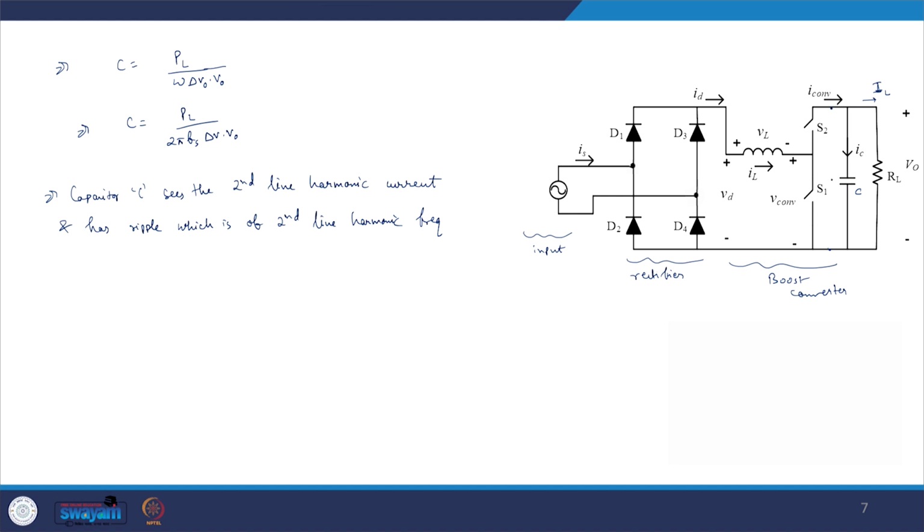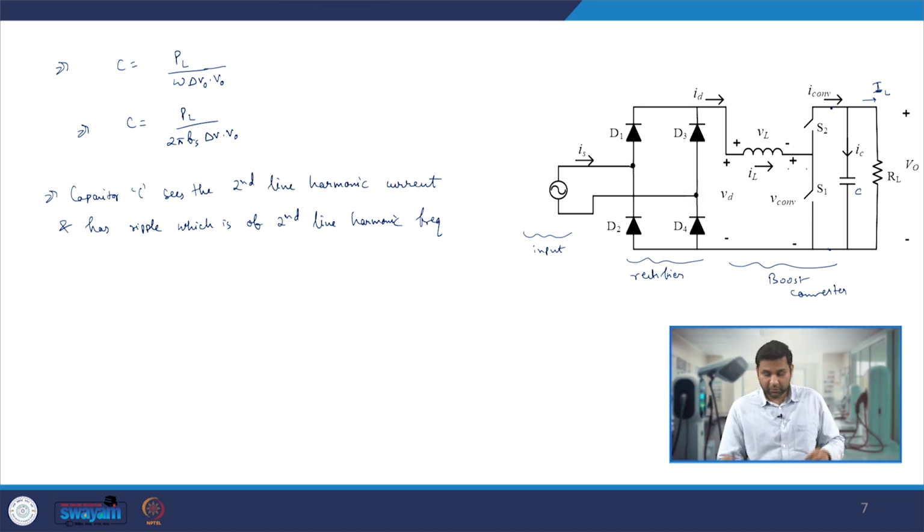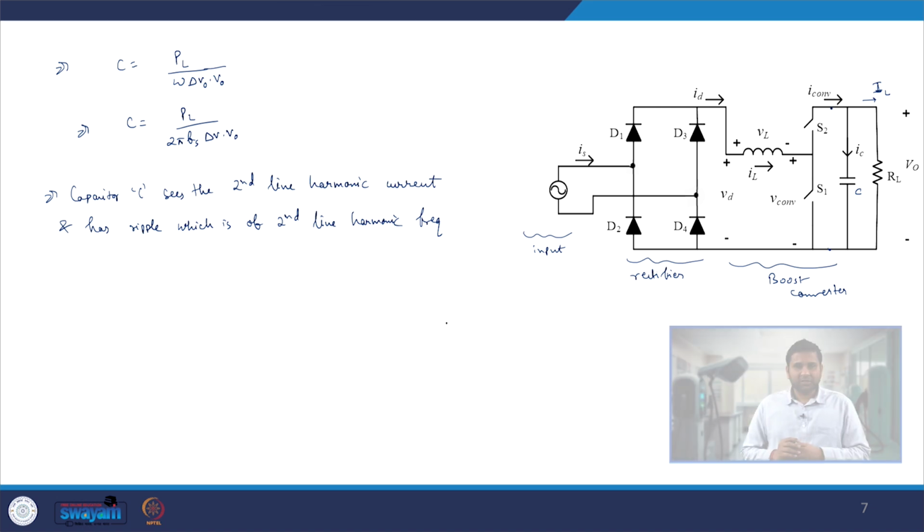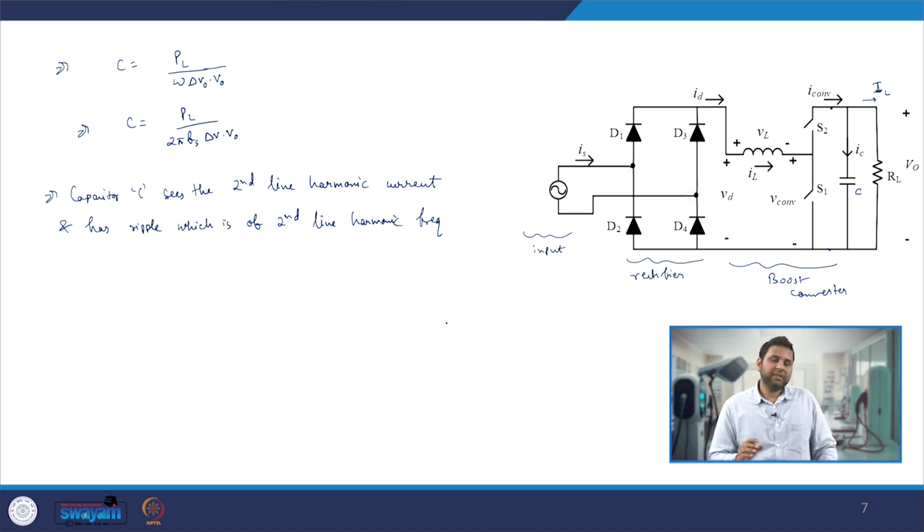And so this capacitance holds that DC voltage V naught, and along with that there is a ripple riding over that DC voltage, and that ripple has a second line harmonic component. If the input is 50 hertz, the ripple will have a 100 hertz component. If the input is 60 hertz, the ripple in the capacitor voltage will be of 120 hertz. This is a very common phenomenon in a single phase AC to DC converter, where the output capacitance has a voltage ripple consisting of a second line harmonic frequency.